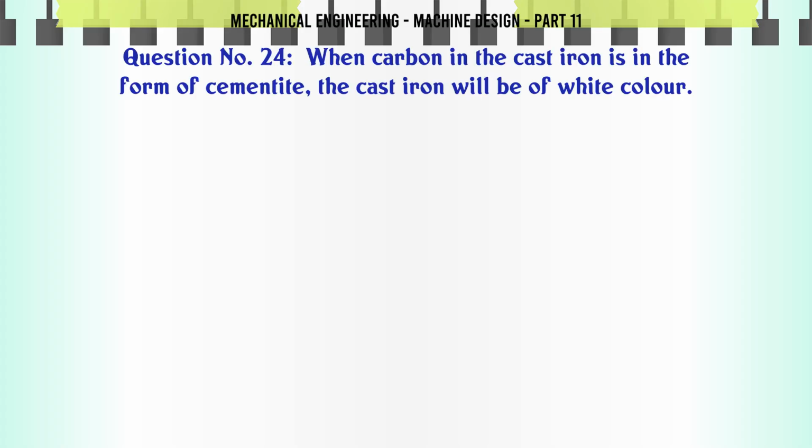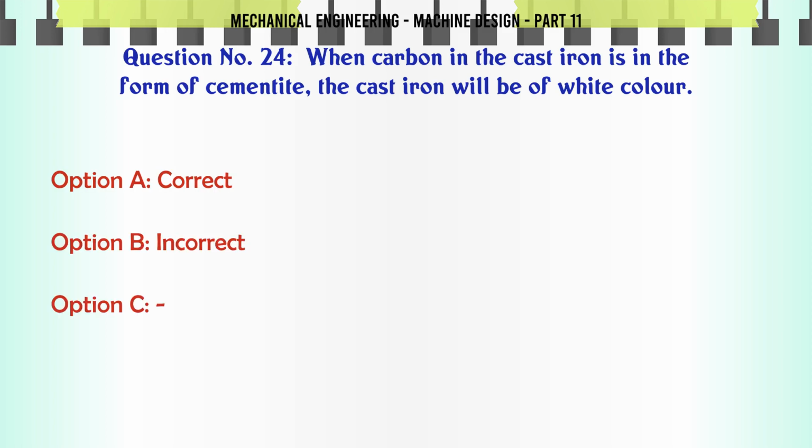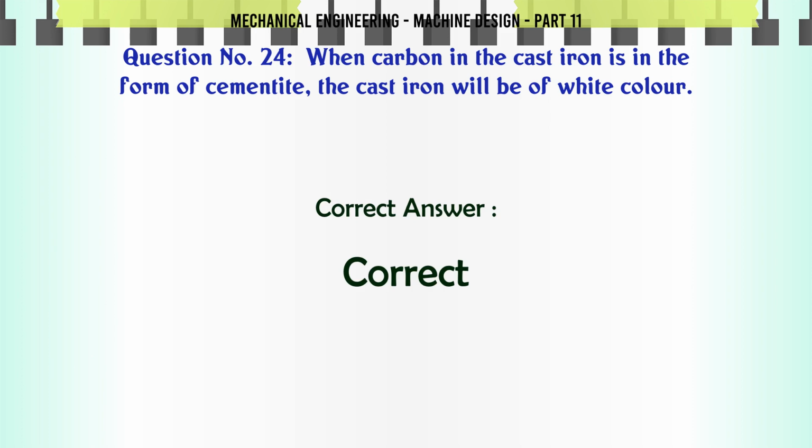When carbon in the cast iron is in the form of cementite, the cast iron will be of white color. A. Correct. B. Incorrect. C. D. The correct answer is correct.